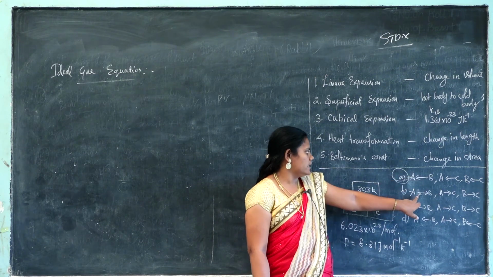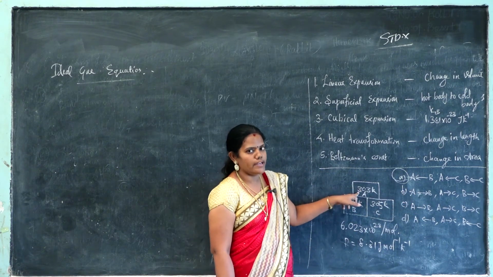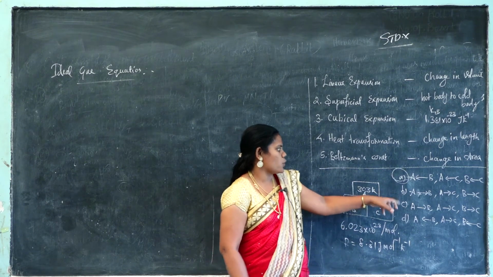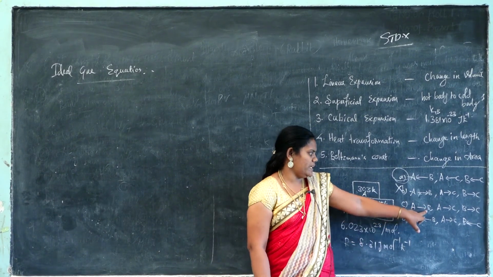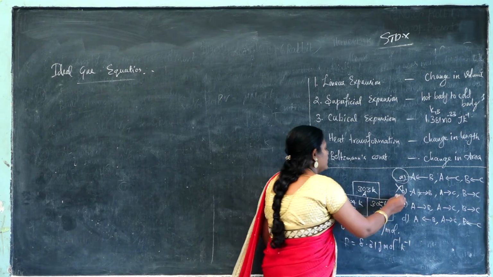Now all that A to B, is it correct? A to B. A having the lower temperature, will heat be transferred from low to high? No. So it will be wrong. Okay. Then A to B again. So the heat will be transferred from A to B? No. It will be wrong also.